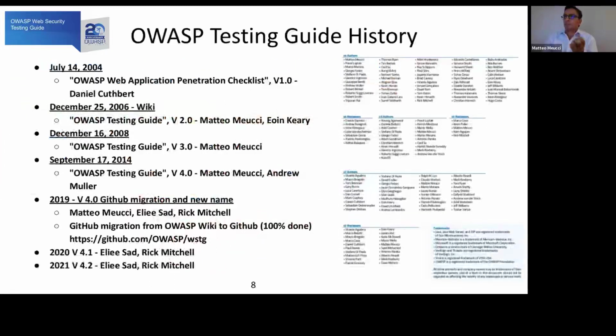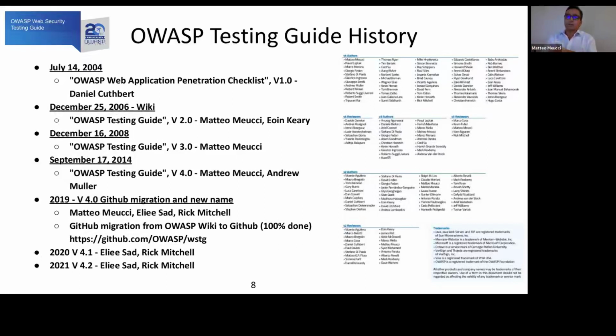Here is the testing guide history. As you can see, we started in 2004, thanks to Daniel Cuthbert, with the first web application penetration testing checklist, and then from December 2006, we started a new guide with Ian Carey and me. That was the OWASP testing guide version 2, the first big methodology worldwide. On the right, you can see the number of authors and reviewers that are working on this field.